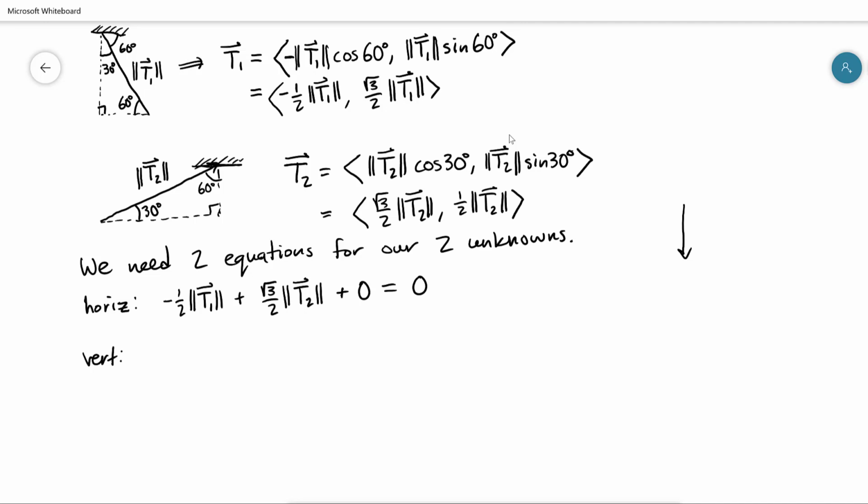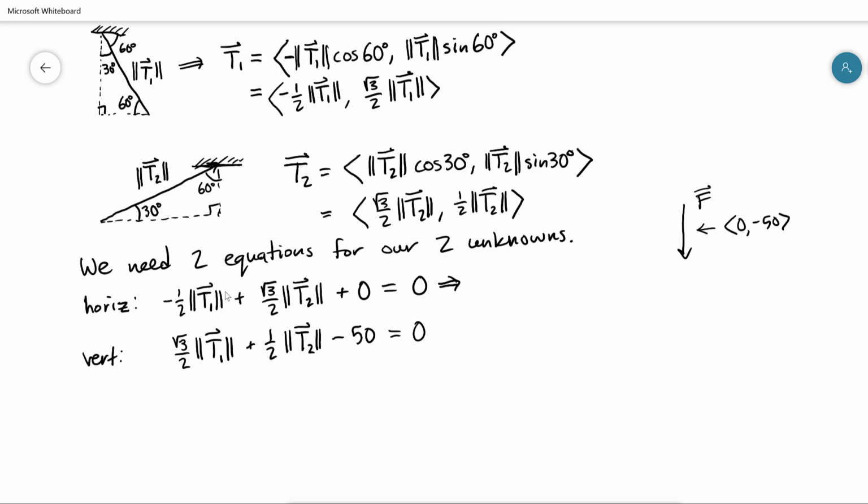For the vertical components, I will do all the y coordinates. So the y coordinate of T1 was √3/2 times the magnitude of T1. The y component of T2 is sitting right here. It's 1/2 of the absolute value of, or the magnitude of T2. And the vertical component of F, if this was our F pointing straight down, remember it was 0, -50, so it is -50, and that has to be equal to 0. So there's my two equations for my two unknowns. All I need to do is solve them. It just looks scarier than it is because we're carrying around this giant chunk.